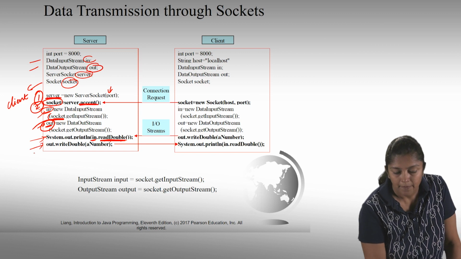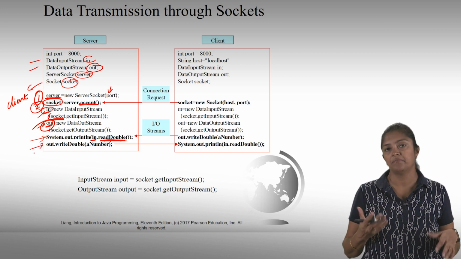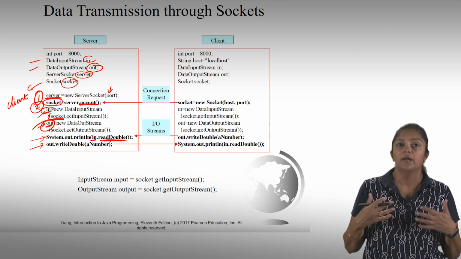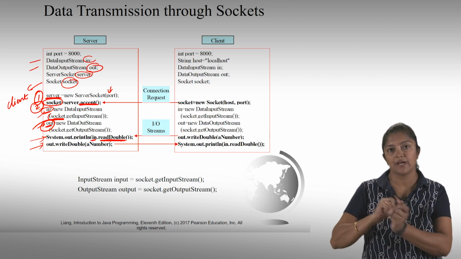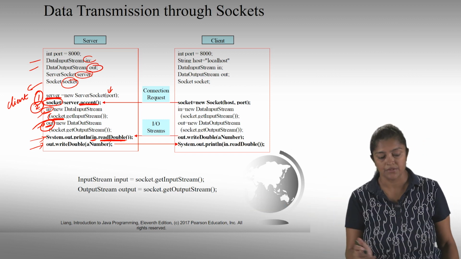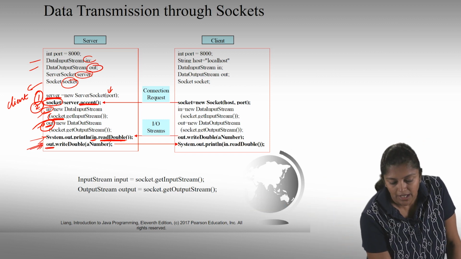Then the server might have to do some computation on the input values that it just read. It does that computation, and then it writes the output to the output stream so that the client receives it. And that's what you see over here in the last line.